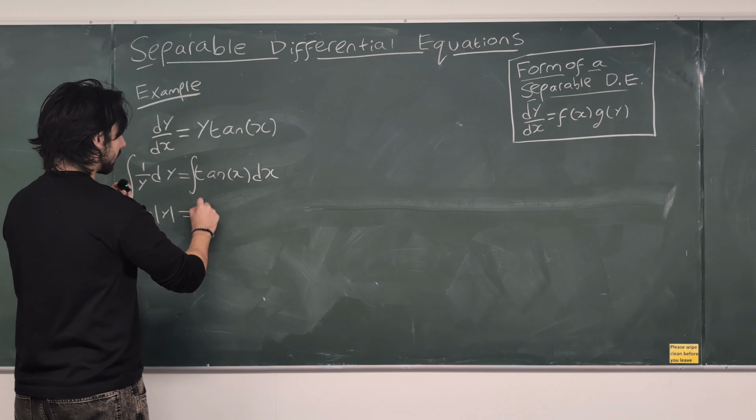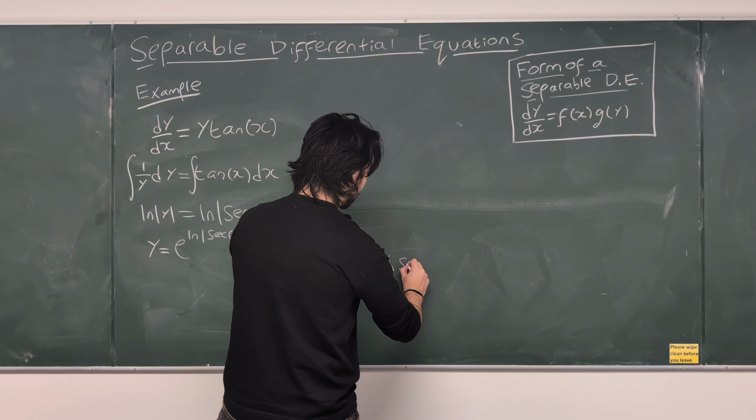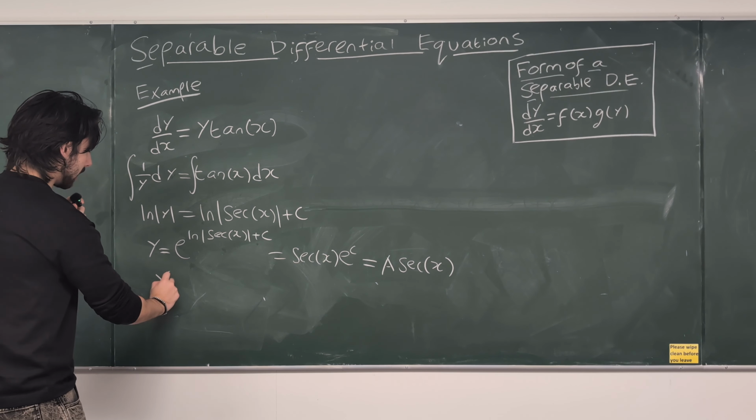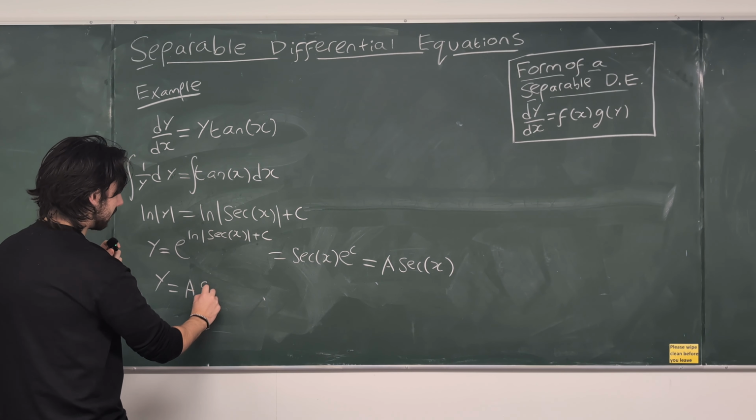So e to the ln sec x plus c, that's e to the ln sec x, which is just sec x, times e to the c. And again, e to the c, we can rename that to be like a or something. So it's going to be a times sec x. So that's our answer. So we've got y equals a sec x is the answer to that.